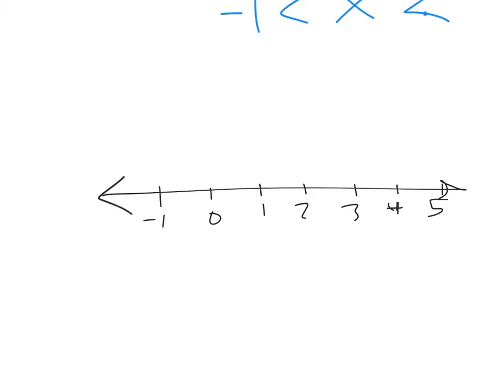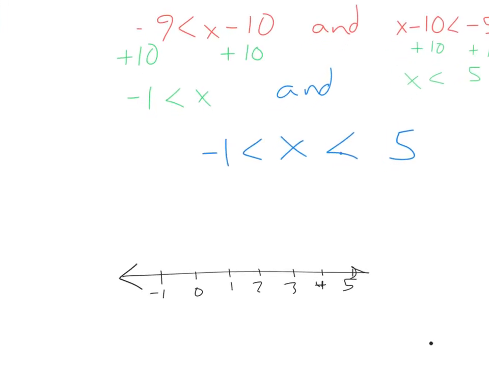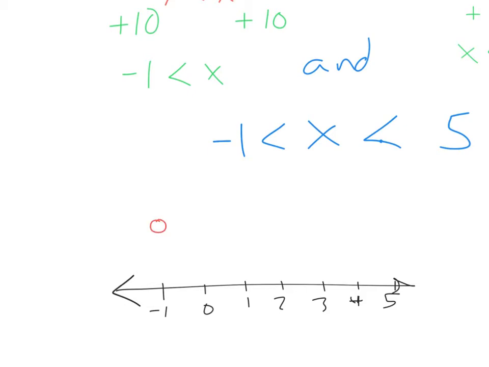And then we're going to graph each thing individually on the number line. So this says x is greater than negative 1. Notice how these are open dots. So I'm going to put this above the number line, and x is more than negative 1. Then I've got an open dot at 5. And x is less than 5. Notice how this line is going to overlap with that line, right?